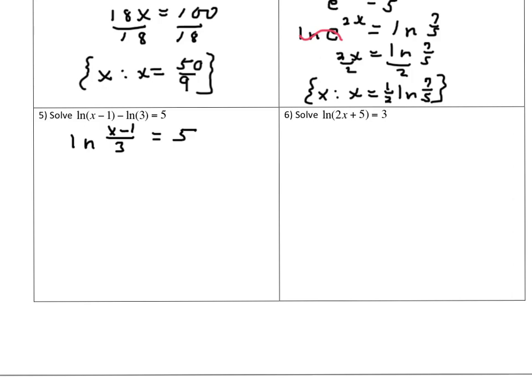Now, isolate it. I see ln of x minus 1 over 3. Is that ln of x minus 1 over 3 by itself? Yes, it is. Okay, so ask yourself, do you see a log? Yes, you do. So you're going to exponentiate it. Now what's the base of the log? E. You're right. So I'm going to exponentiate it using a base of an e. So I put an e there, put an e there.